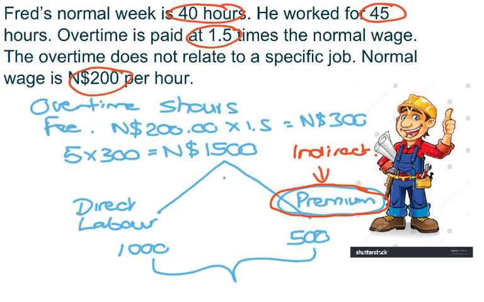So I will just write over here. So my direct labor is then $1,000, while my manufacturing overheads will be $500. So this is how we calculate the overtime premium. So you will calculate basically your overtime premium, whether it relates to a specific job or not. You will do the same calculation, but then at the end you must only decide whether this premium will be added to your direct labor or then to an indirect labor.